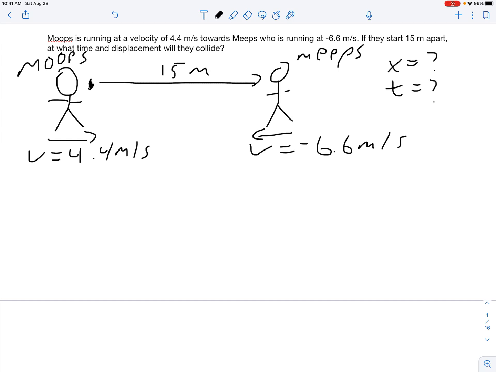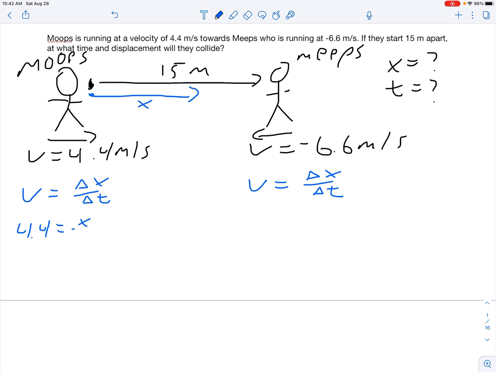So I need to write an equation for both. Both are moving at a constant velocity, so I am going to write this as v equals delta x over delta t. Meeps is also moving at a constant velocity, so I can use the same equation. From here, I'm going to plug in my numbers. Moops is going at 4.4 meters per second. He travels this unknown distance, so I'm just going to call it x, and I don't know what time he's going to reach that distance, so I just call it t.